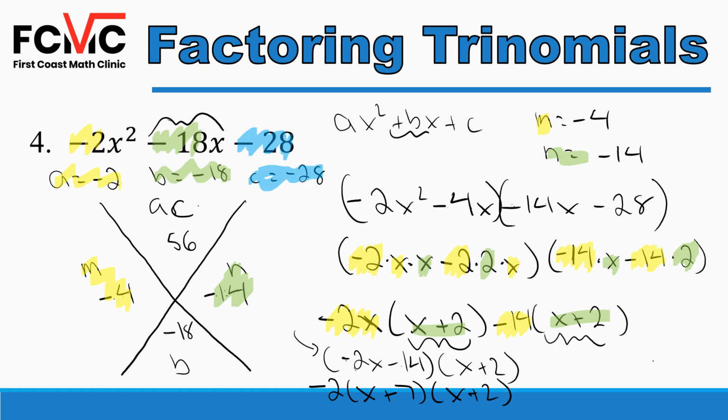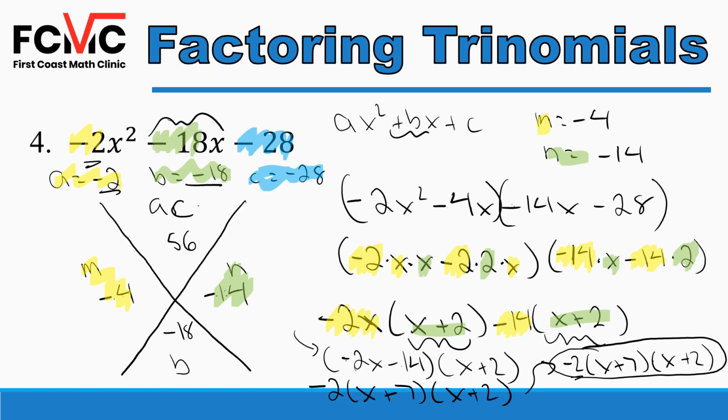So my final answer here should just be, we write everything up here, negative 2 times x plus 7 times x plus 2. All right, and that negative 2 is the original negative 2 we could have factored out at the first step that I didn't really want to, because I wanted to show you guys the math with the full set of values. Okay. All right, so this was a video on factoring trinomials where our a value is not equal to 1.